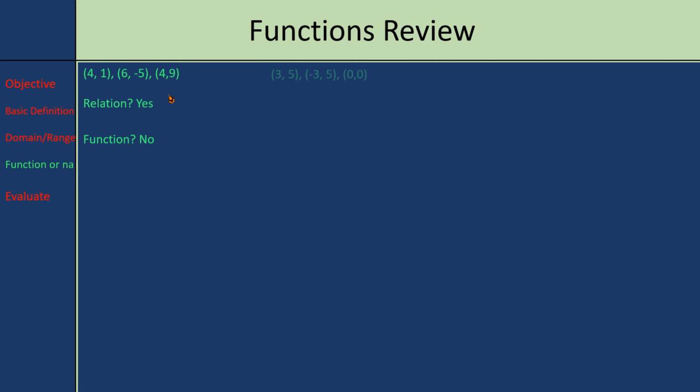Okay? Next one. Here, I have (3, 5), (-3, 5), (0, 0). All right, so it is a relation, right? Because you have input and output. Every input has an output. Okay, it is really a relation. It is a function, yes.